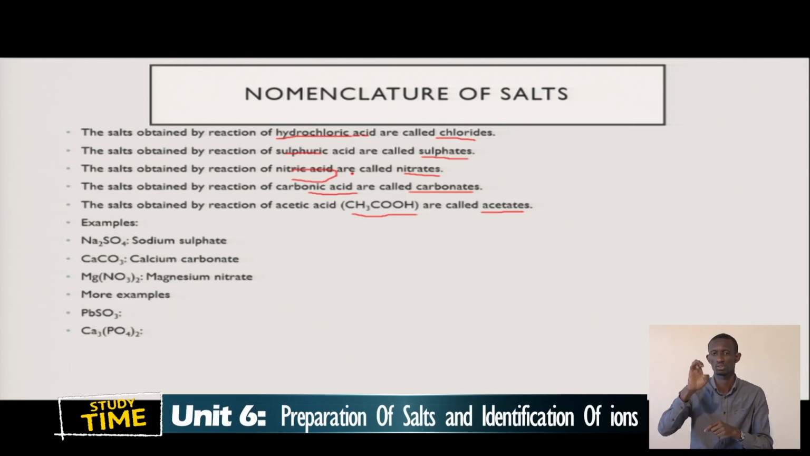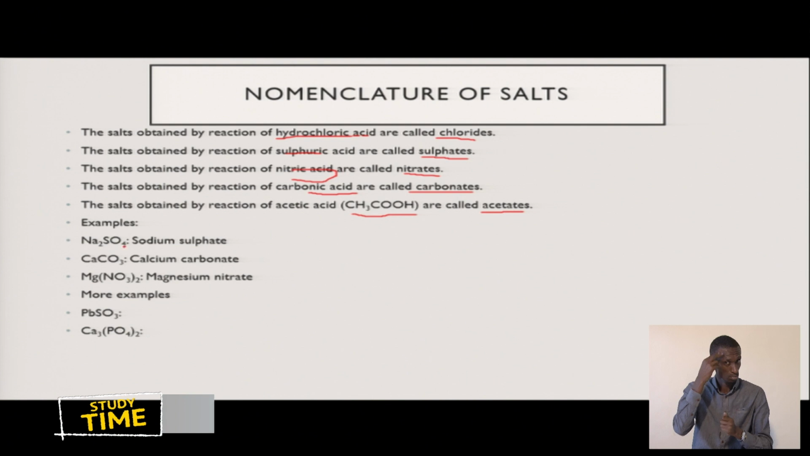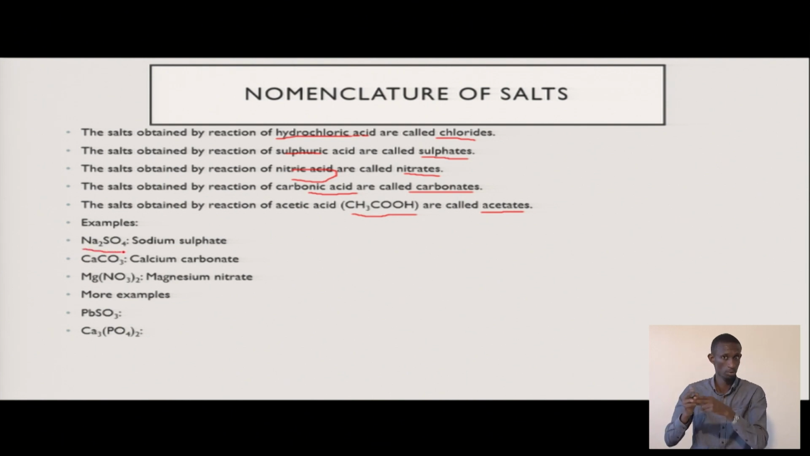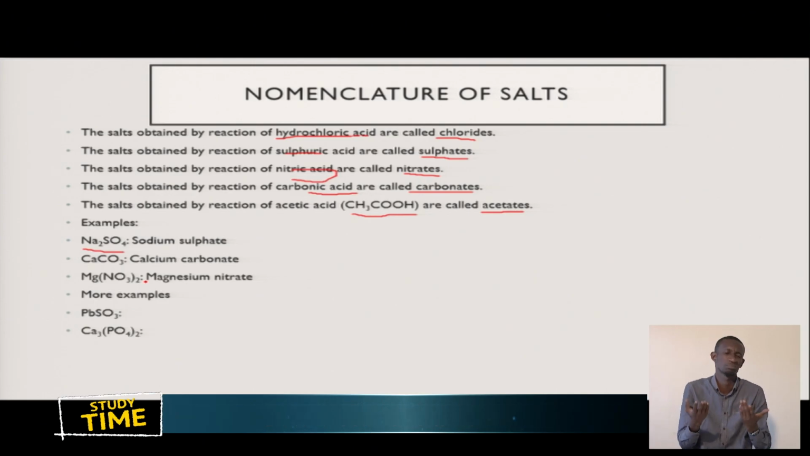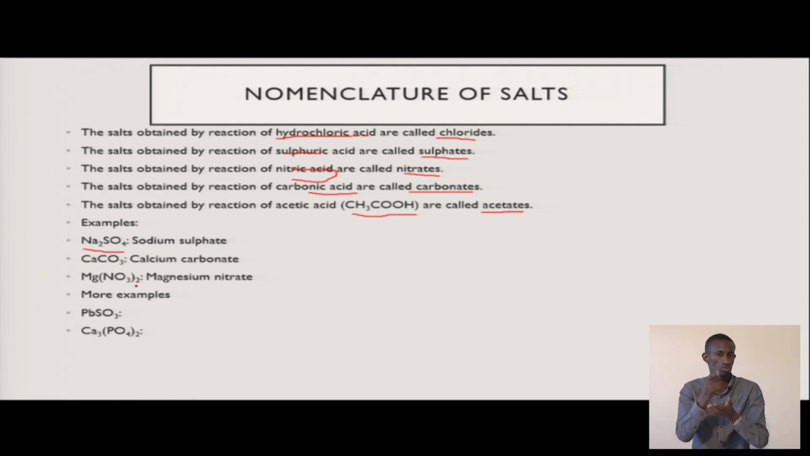And then you remember how we name those salts. For example, we have a salt here. It is composed of sodium and sulfate ion, so it will be sodium sulfate. If we have magnesium and the nitrate ion, it will be magnesium nitrate. Okay? So it's very simple. It was just a simple reminder to let you recall how we name these salts. We have two more examples here you will try as homework, as a practice exercise.